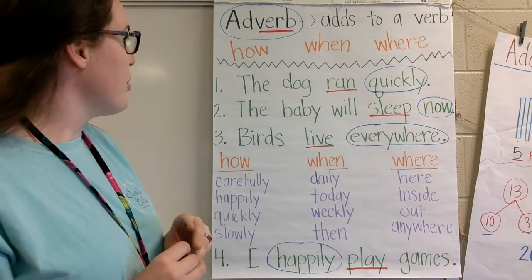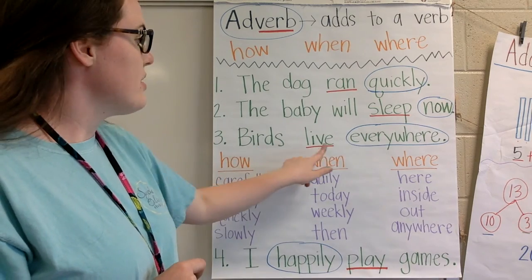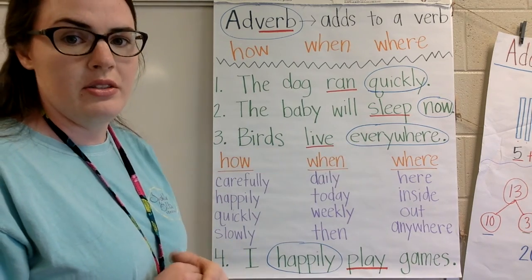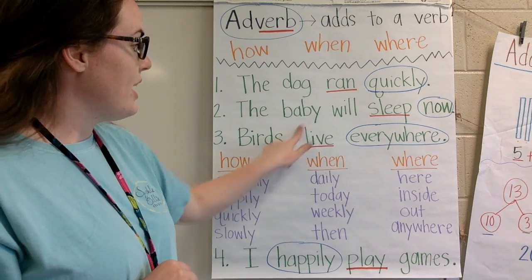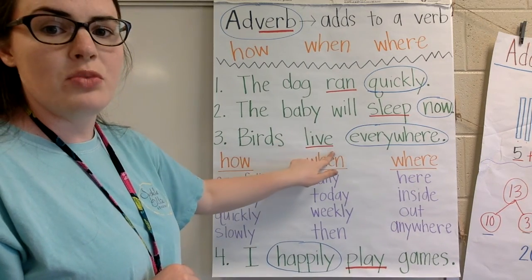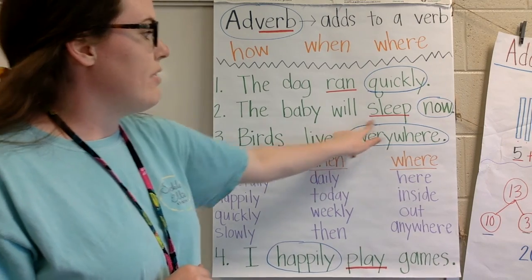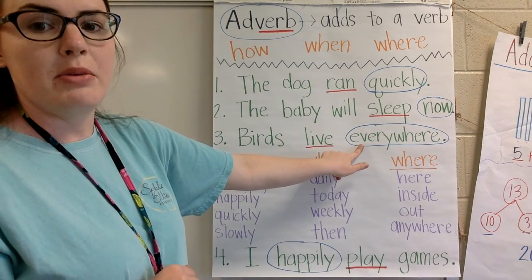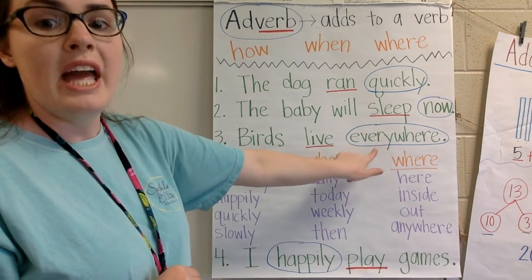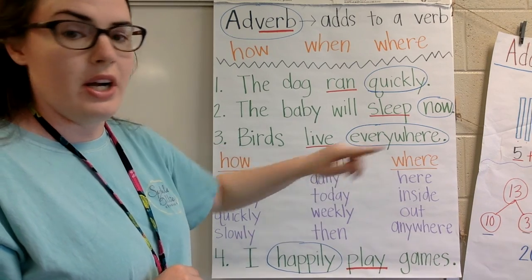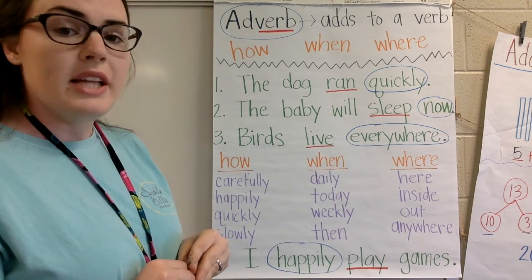All right, let's look at number 3. Birds live everywhere. What do birds do? They live. Live is your action word. That's your verb. And right after it, we find our adverb that adds to that verb and tells that birds live everywhere.